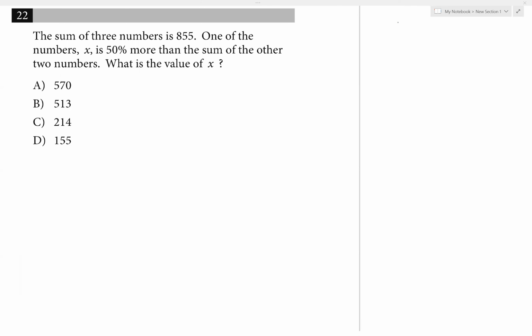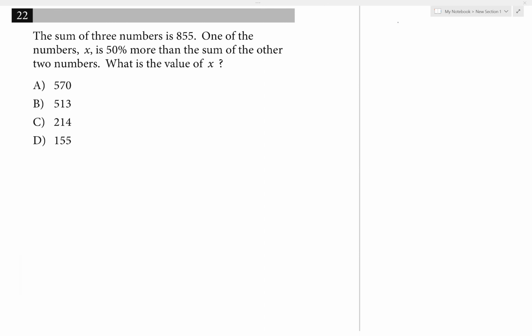All right, number 22. The sum of three numbers is 855, while the number x is 50% more than the sum of the other two numbers. What is the value of x? Okay, so for this question, we have three numbers, right? But this is a little bit tricky.